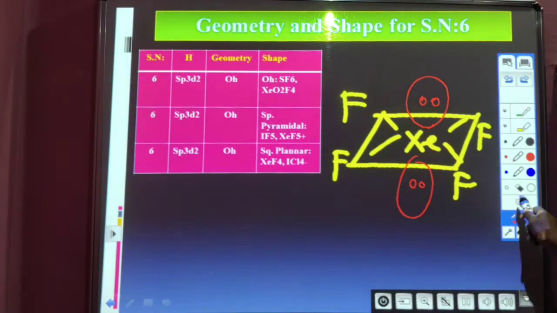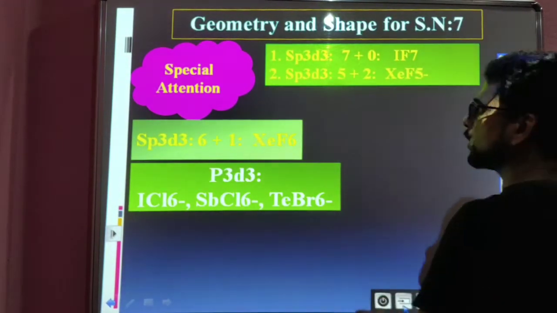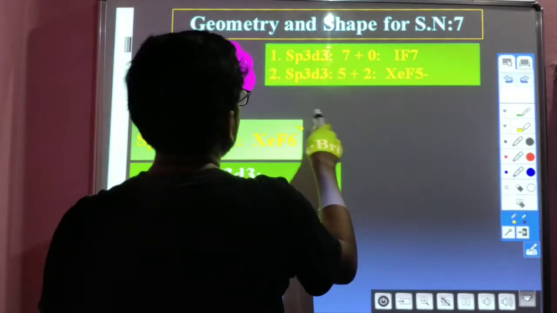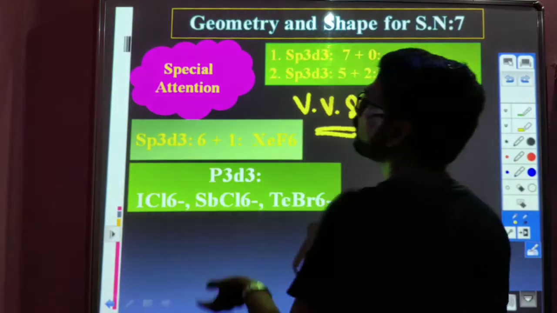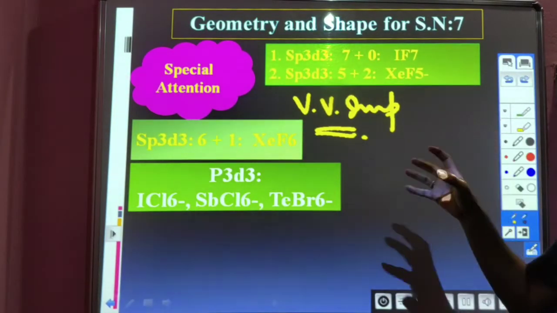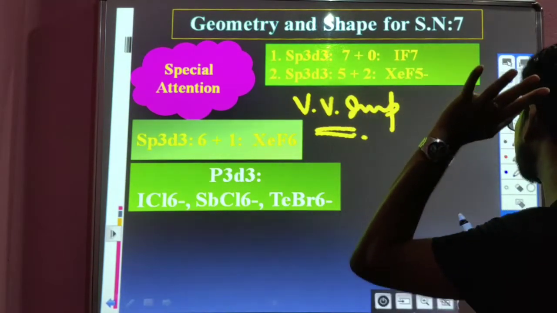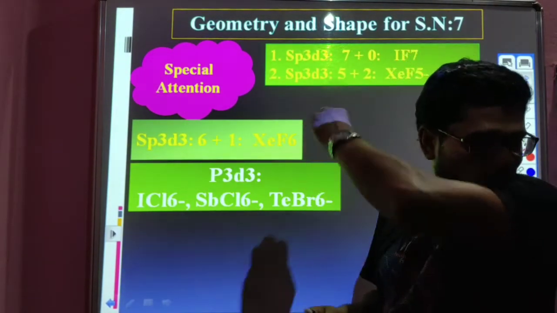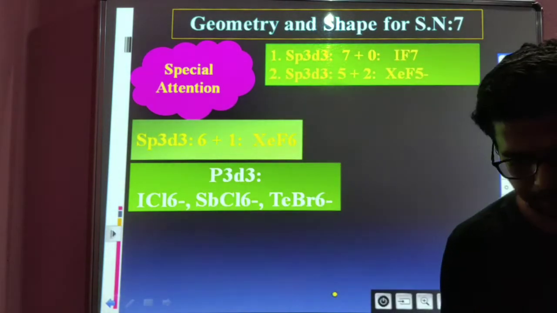Now next move to this one. This is very, very important. One of the most important shapes you must know. I will write very, very important. Pay special attention to these structures, shapes, geometry. It will be very confusing. You need to remember some of the things. There are detailed explanations. I am not going into detail. Just try to remember some of the things. I am going to explain this one now.